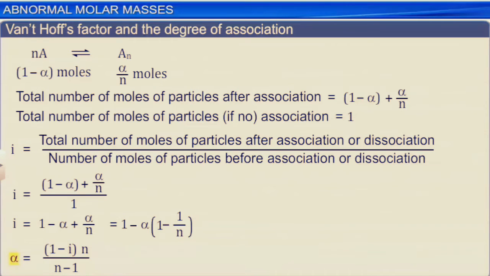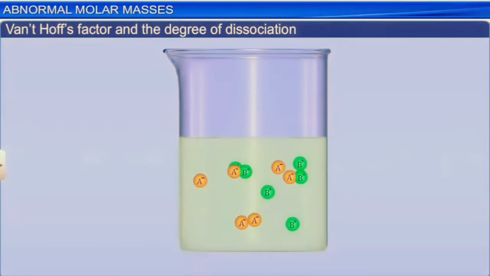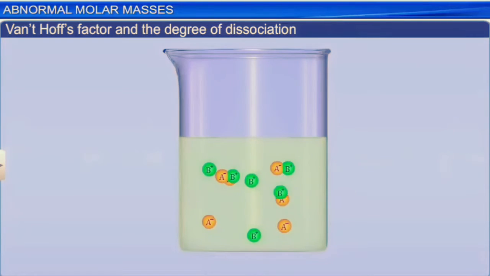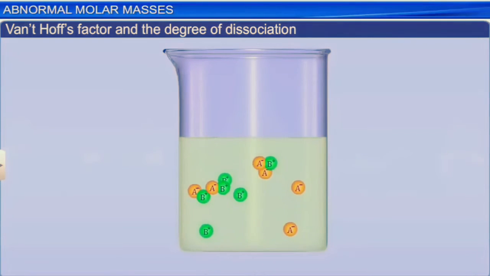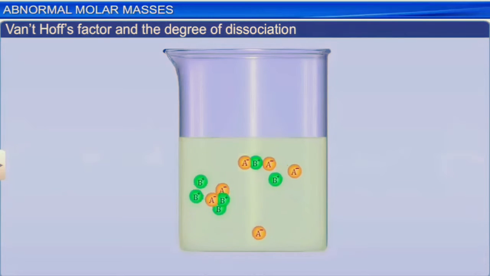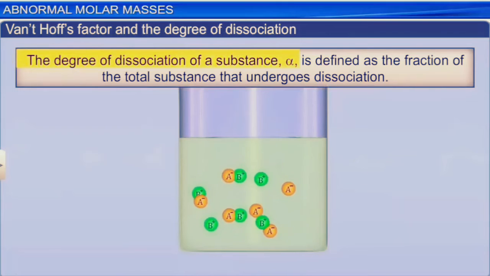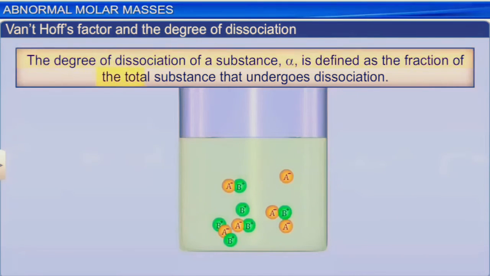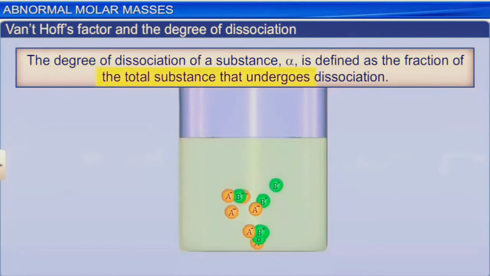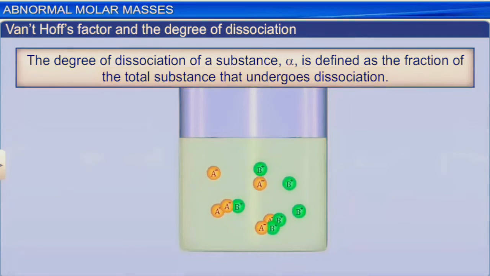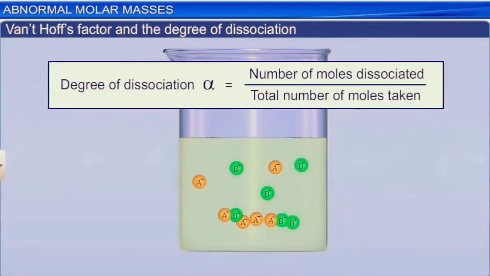alpha can be calculated. On the same lines, let us now derive a relation between Van 't Hoff's factor i and degree of dissociation alpha. The degree of dissociation of a substance, alpha, is defined as the fraction of the total substance that undergoes dissociation. That is, alpha is equal to the number of moles dissociated divided by the total number of moles taken.